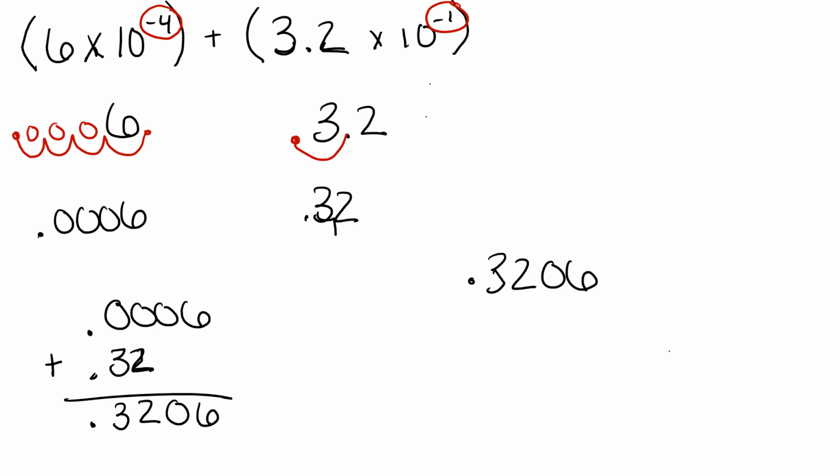In order to write it in scientific notation, we want to move the decimal so it goes between the numbers 3.2. 3.206. We do have to write that 0 because it's in the middle.